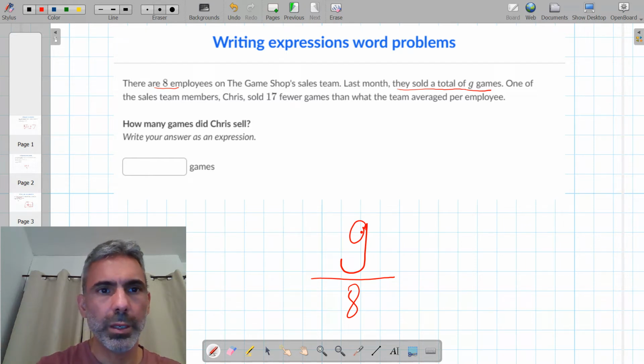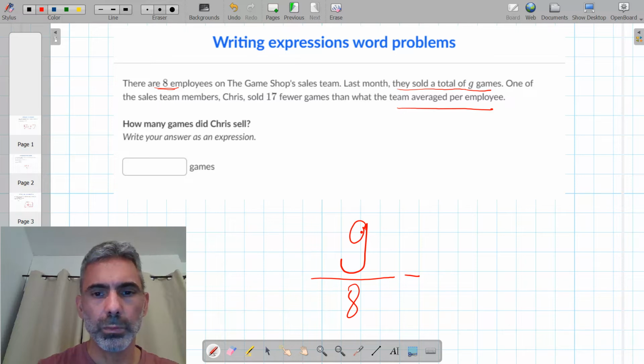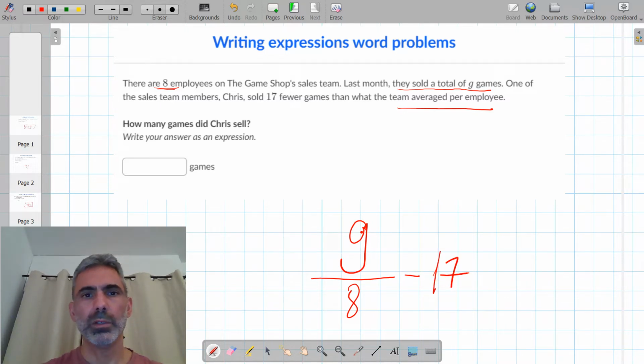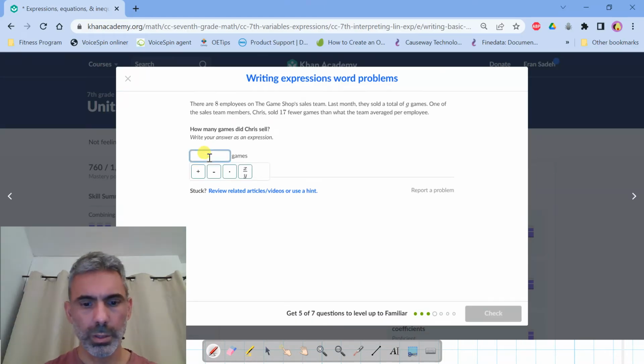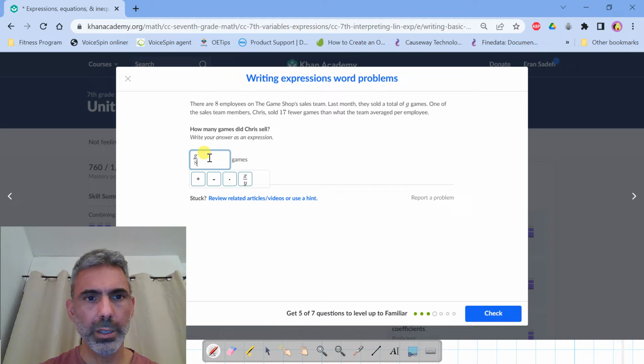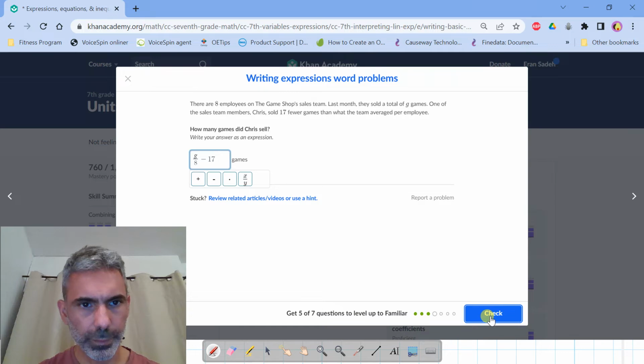You divide it by the number of employees to get the average per employee. And Chris sold 17 fewer games than this average. So from this average, we need to subtract 17 to know how many games Chris sold. So Chris sold G divided by 8 minus 17. G divided by 8, and from this, we need to subtract 17. Good.